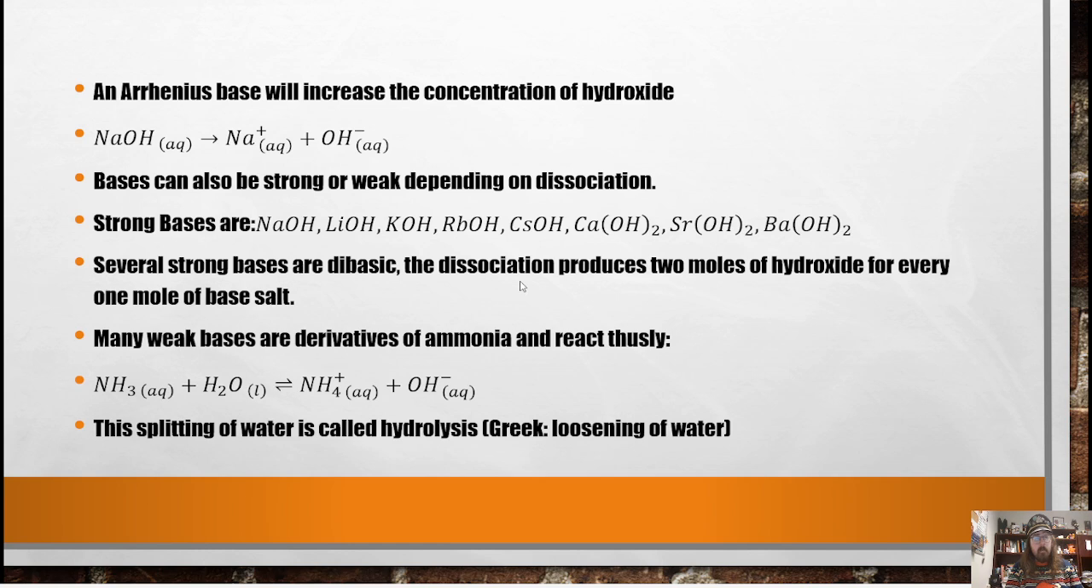Now there are a lot of different weak bases that are derivatives of ammonia. Ammonia being the main one, but there are other ones that contain nitrogen groups. The idea is that ammonia, in the presence of water, will steal one of its protons to form ammonium and a hydroxide. This splitting of water is called hydrolysis. Hydrolysis, essentially loosening of water. There's a lot of hydrolysis that goes on in biochemistry, where a lot of chemical reactions involve hydrolysis.